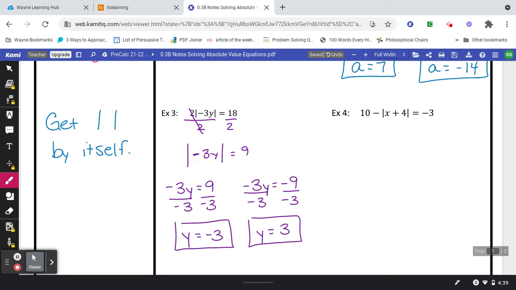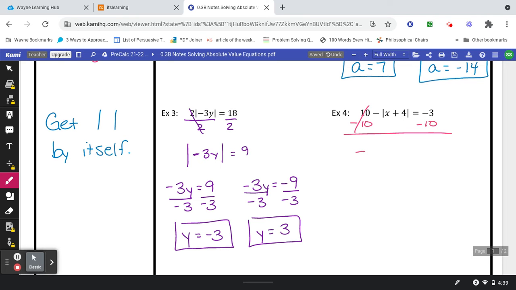For example 4, we need to move the 10. This 10 is different than the 2 on example 3 because it's being added or subtracted. I see this minus sign right there. So what I'm going to need to do is get rid of the 10 by moving it to the other side by subtracting 10. I'm subtracting 10 because the 10 is a positive right now.